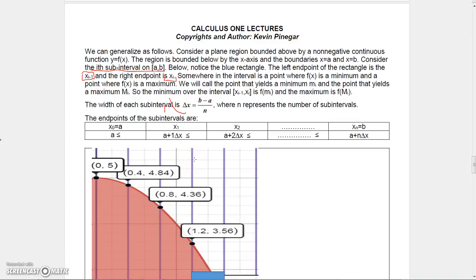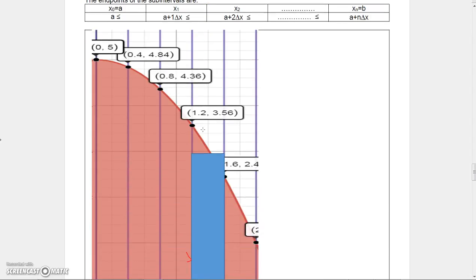Okay, now let's try to put this together. Somewhere in the interval is a point where f of x is a minimum and a point where f of x is a maximum. So we're going to call the point that yields the minimum little m sub i, and we're going to call the point that yields the maximum capital M sub i, so that the minimum over the interval is f of little m sub i, and the maximum of the interval is f of capital M sub i. And by the way, we know that the maximum and minimum exist by the extreme value theorem.